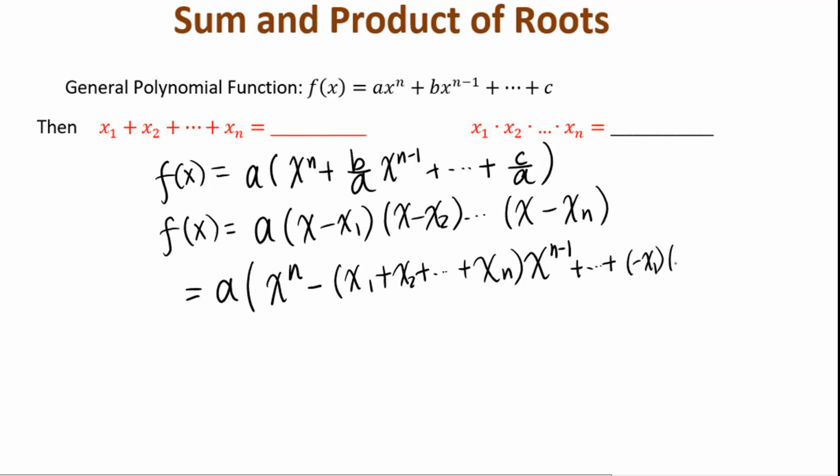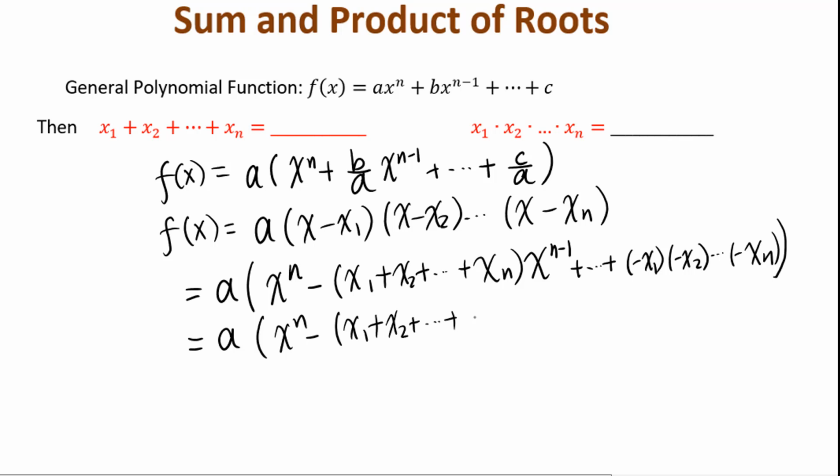negative x1 times negative x2 times negative xn equals a times x to the nth power minus x1 plus x2 plus xn, x to the n minus 1th power plus, how many negative signs do we have? We have n negative 1. So we get negative 1 to the nth power, then x1 times x2 times xn.